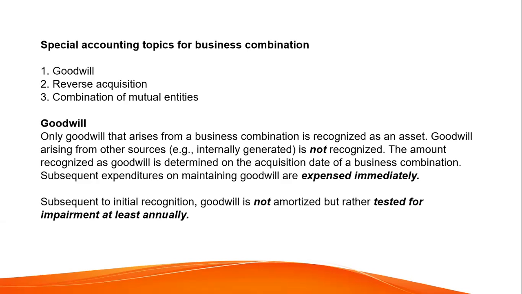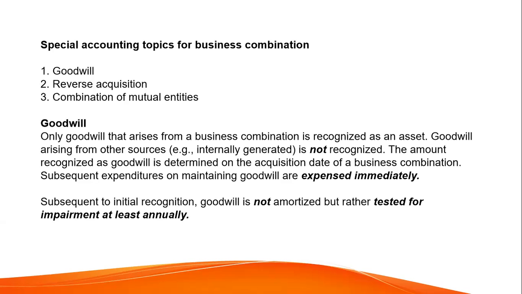Okay, now we go to goodwill this time. Only goodwill that arises from a business combination is recognized as an asset. Goodwill arising from other sources or the internally generated goodwill is not recognized. The amount recognized as goodwill is determined on the acquisition date of a business combination. Subsequent expenditures on maintaining goodwill are expensed immediately. In other words, they will no longer be debited to goodwill.